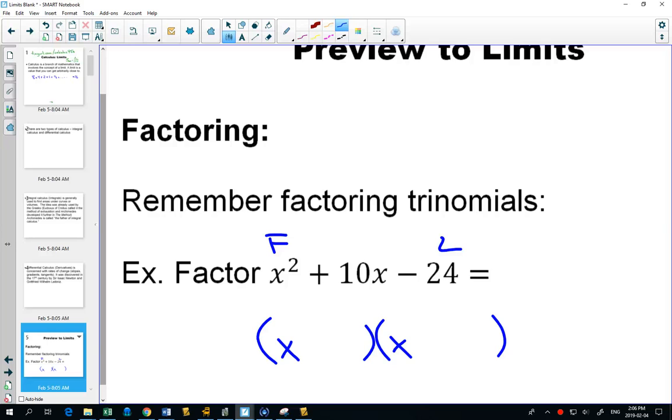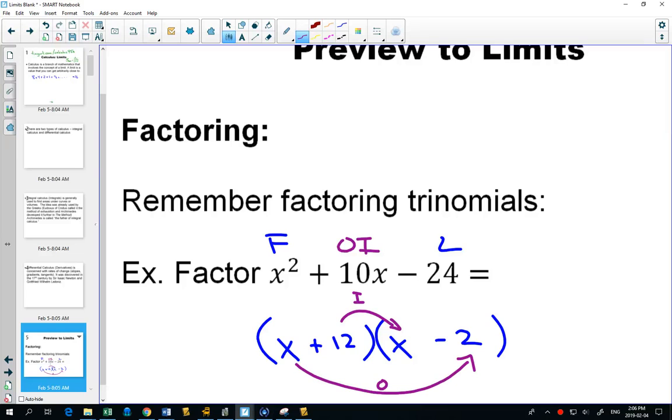And when you multiply it out, the outside and the inside combine. I'm going to change the color of that. I'm going to show you. I'm going to put down the answer. The answer to this one happens to be plus 12 and minus 2. Okay? The outside and the inside combine to get that plus 10.